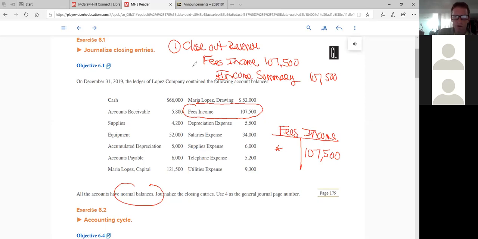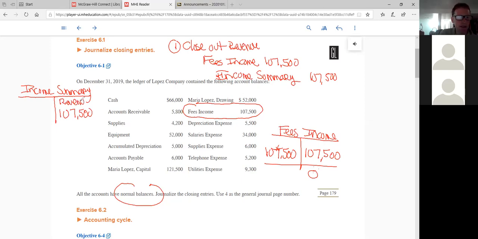So if that's our first entry, and then we'd post to our ledger, fees income would get a debit posting of 107.5, and then of course it would have a 0 balance. But then the next question would be, I'm going to write this off to the side over here. Income summary would now have a credit balance of 107,500, and I'll make a note that would represent the revenues.